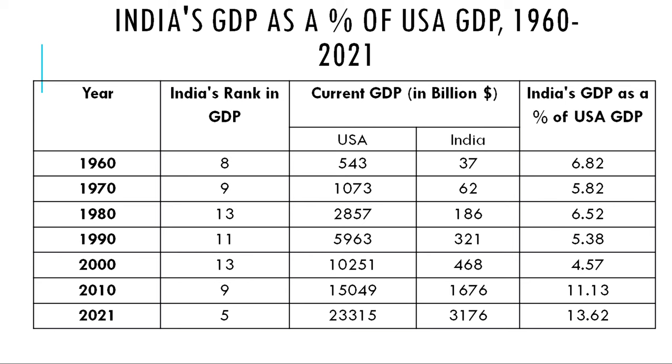America's GDP is always on top if you look at the graph. So what is happening in that country? I was just looking at this data. Even in the 1960s they were toppers, but they were able to produce only $543 billion. From 543, they were able to go up to 23,000 in 2021.